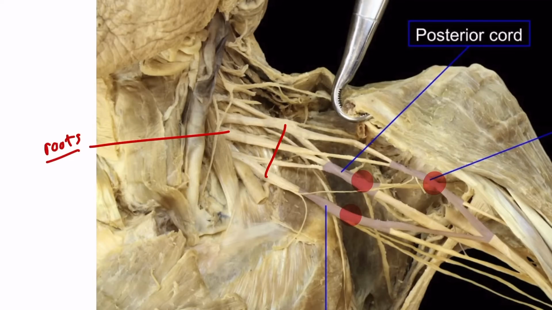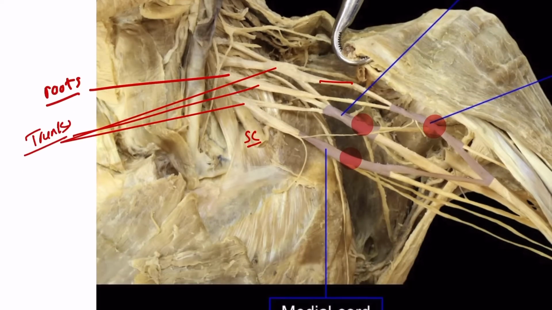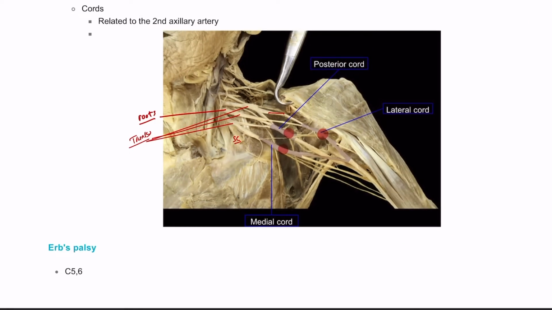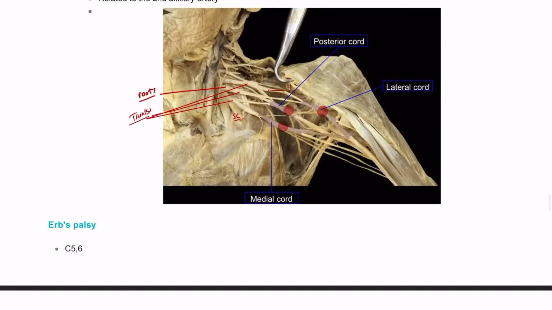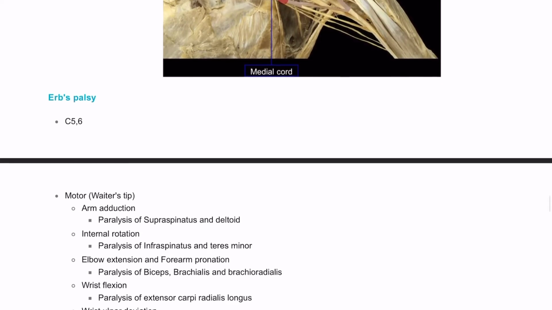So these are the trunks of the brachial plexus, and the trunks are related to the third part of the subclavian artery. And then you have the divisions, and the divisions will be behind the middle third of the clavicle. These are the divisions. And then finally, you have the cords, and that will be related to the second part of the axillary artery.